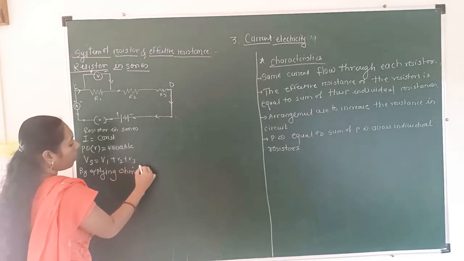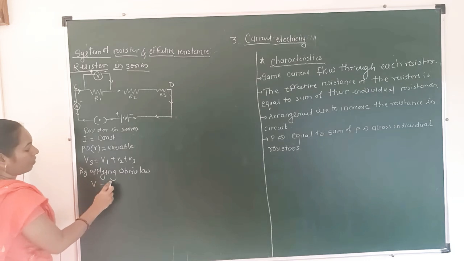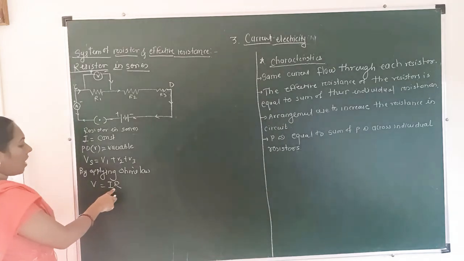What is Ohm's law? What is the equation for Ohm's law? V is equal to IR. We have already seen this in previous video lectures. V is equal to IR.